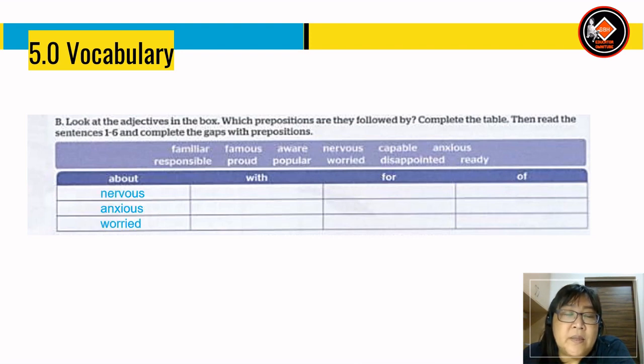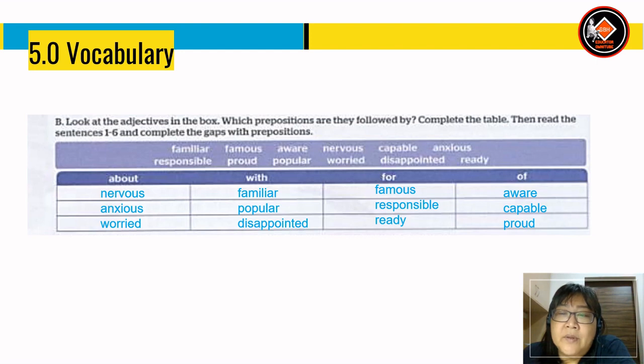So for about, you can use nervous about, anxious about, worried about. With, familiar with, popular with, disappointed with. And for, you have famous for, responsible for, ready for. The last one, of, aware of, capable of, proud of.